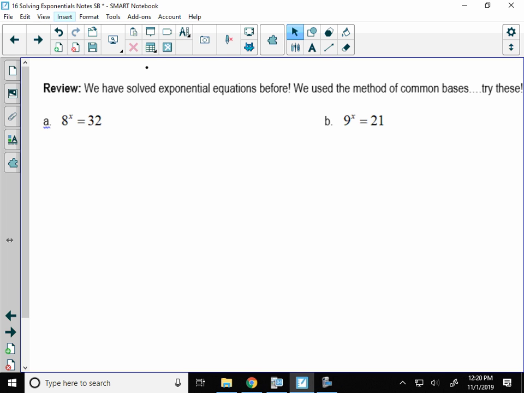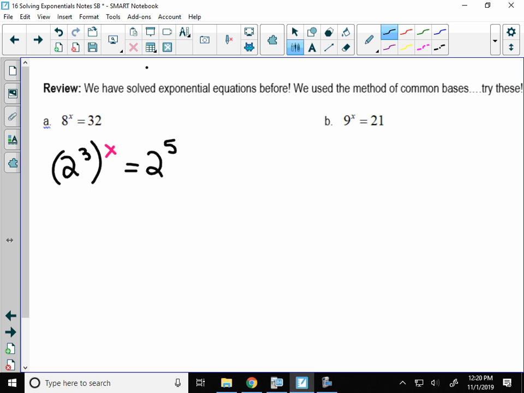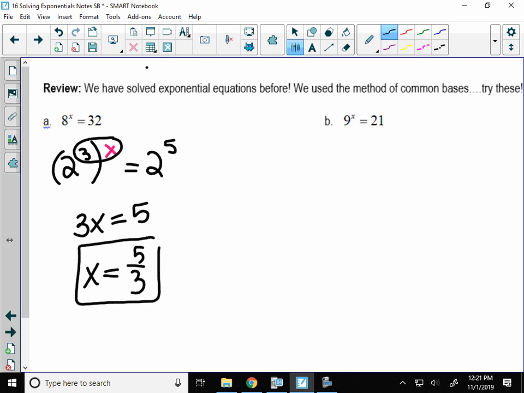All right, what is the common base between 8 and 32? What number can I rewrite those with? It's 2. 2 to what power is 8? 3. So remember, we wrote this as 2 to the 3rd, and then we kept the x the same. And then 2 to what is 32? 2 to the 5th. So then we multiplied these exponents together, and we have 3x equals 5. So what does x equal? 5/3. Okay, remember doing that? You guys are really good at it.